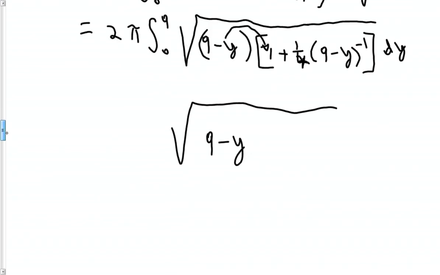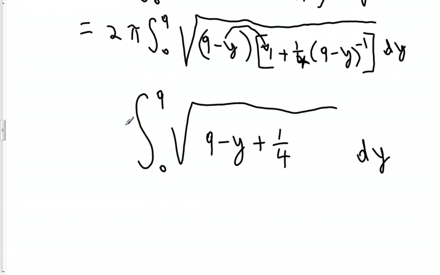When you square 1 half, you get 1/4. So let's see. This will be 9 minus y times 1, and then 9 minus y times 1/4 times 9 minus y to the negative 1, which is just 1/4, because 9 minus y to the first and 9 minus y to the negative 1 cancel each other out. So we get plus 1/4 dy, and we're still integrating from 0 to 9, and we still have our factor of 2 pi in the front.